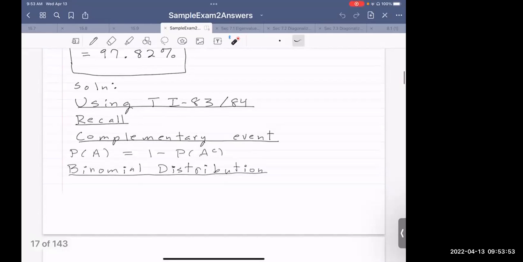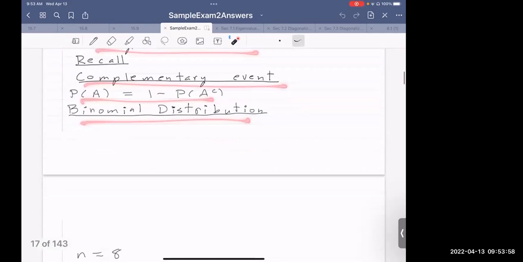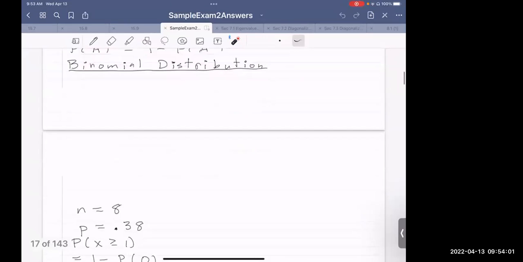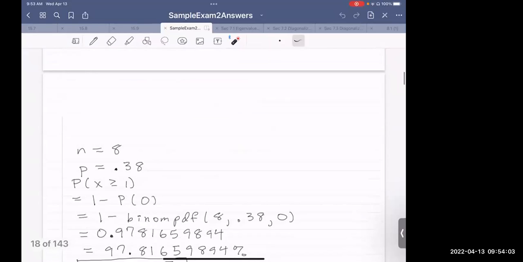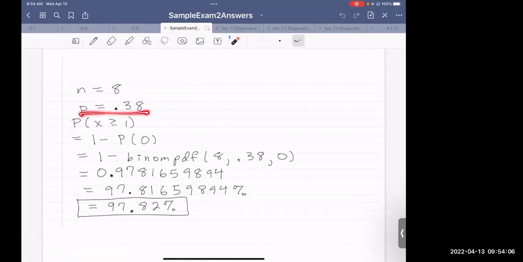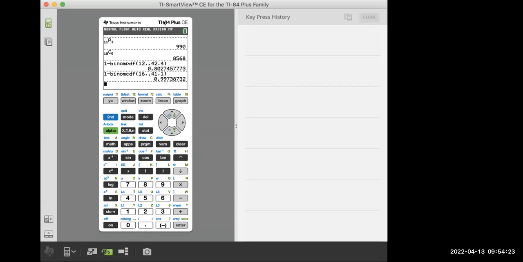I can also use my TI-83 or TI-84 to find this. Again, we'll be using the complementary event. This is a binomial distribution with n equals 8, p equals 0.38. To find the probability X is greater than or equal to 1, I'll just do 1 minus the probability X is 0. So I'll use the binomPDF command: 1 minus binomPDF(8, 0.38, 0). Let me use technology to compute this.